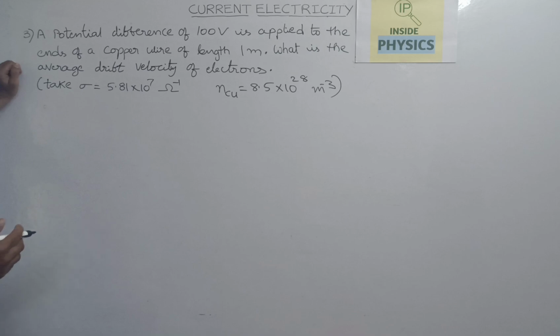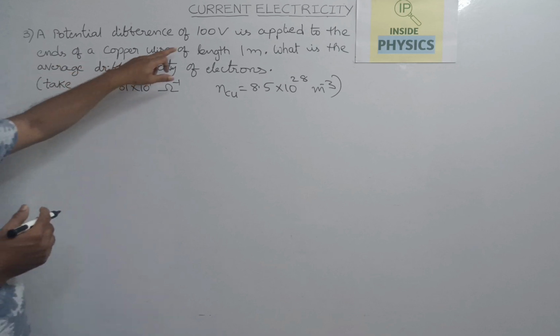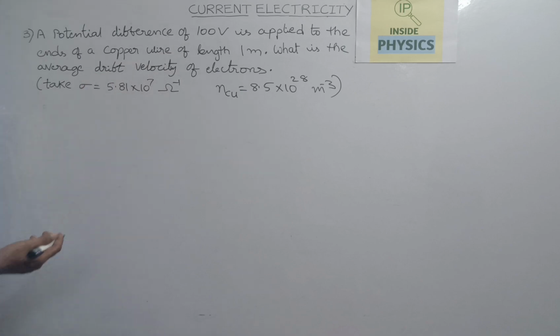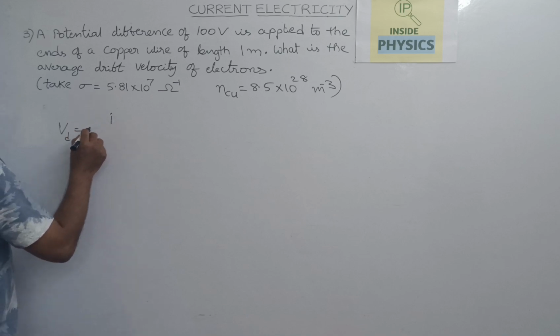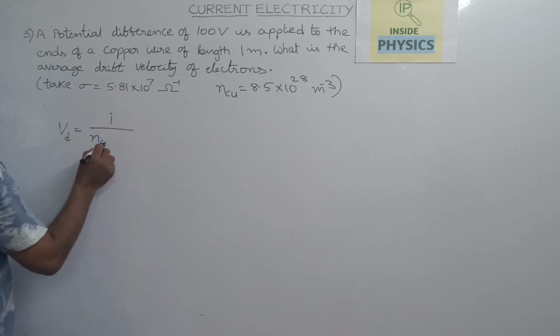positive end of the electric field because they are negatively charged. So the drift is because of the potential difference. So how to calculate the average drift velocity? As per the formula we know, average drift velocity is equal to I by neA.